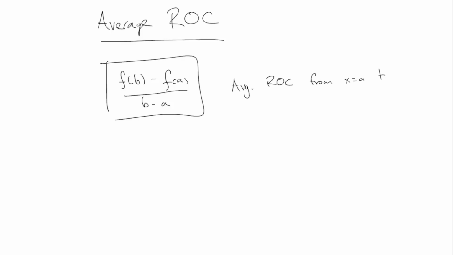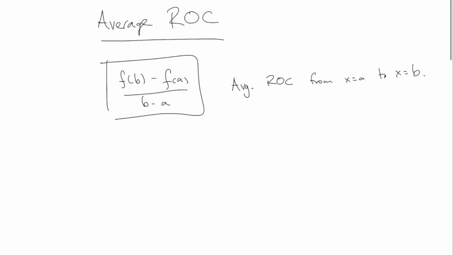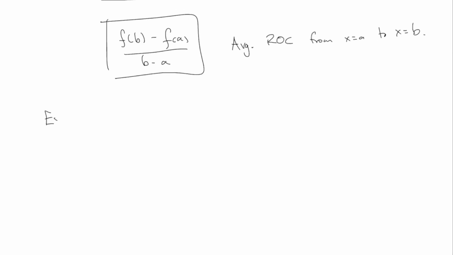from x equal a to x equal b. And if I give you a specific function and ask you to find me the average rate of change, all you got to do is plug in the numbers to that formula there. So for example, just a little refresher, if I said, f(x) equals 3x squared plus 2, find the average rate of change from x equals 1 to x equals 3, say.